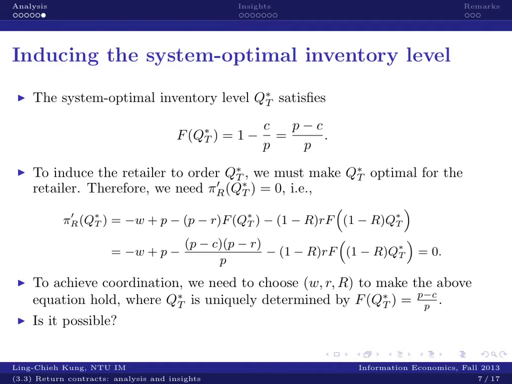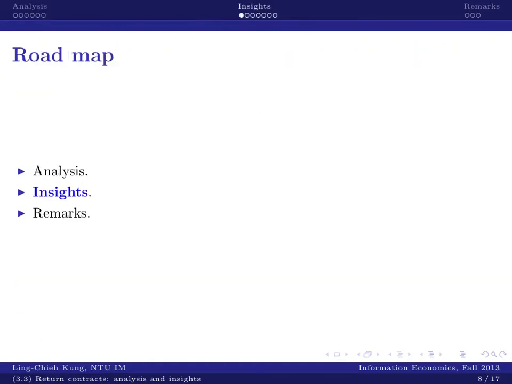We know QT star is something defined according to this expression. So now the problem is precise. We know QT star is fixed according to P and C. QT star is fixed. And then we want to ask whether it is possible to find W, R, and capital R to make this equality true. We want to answer whether it is possible.